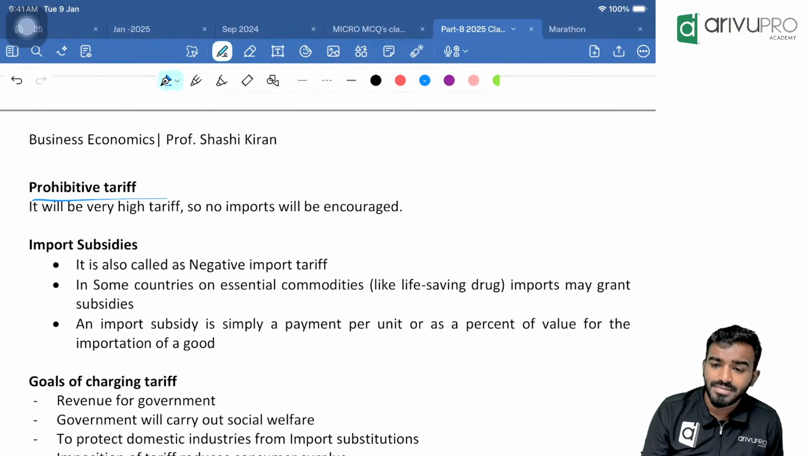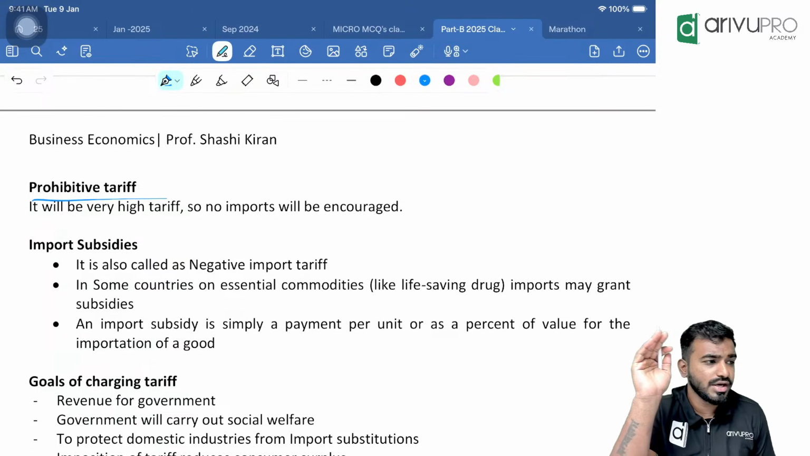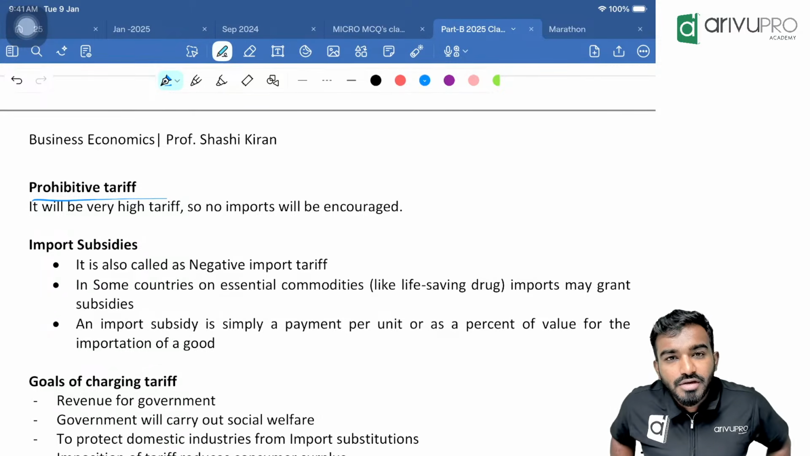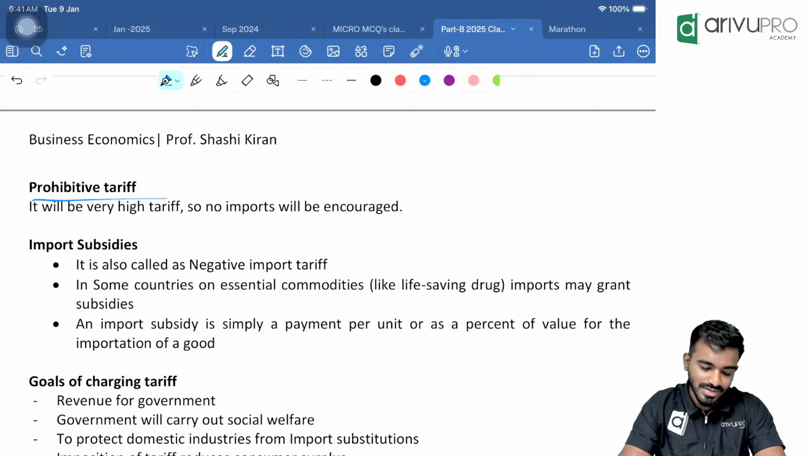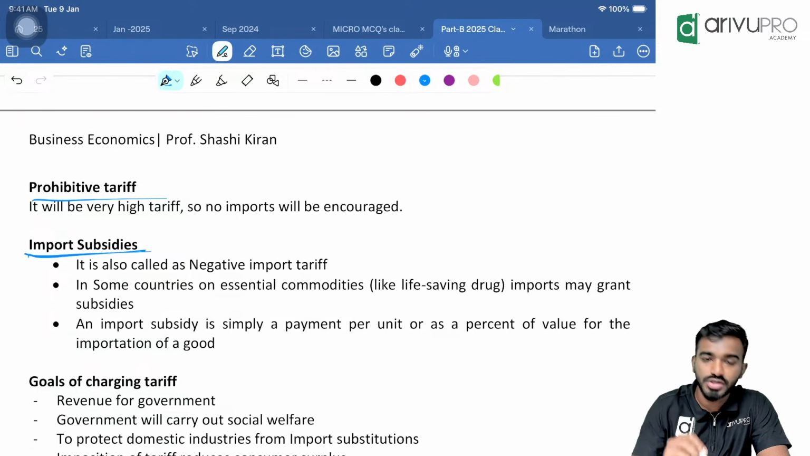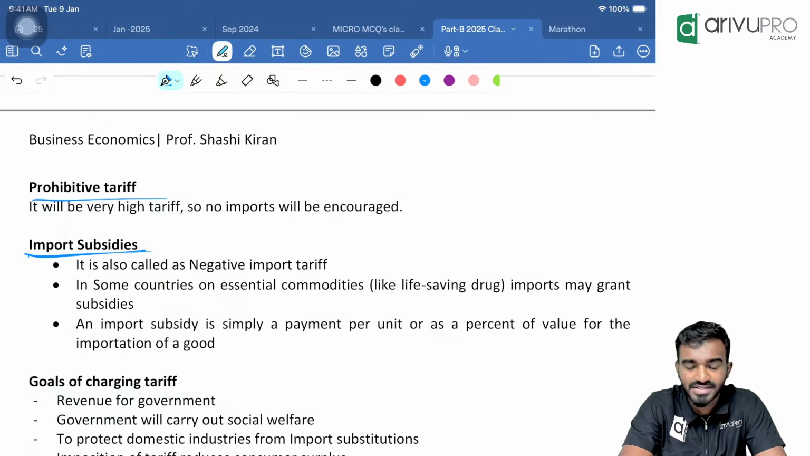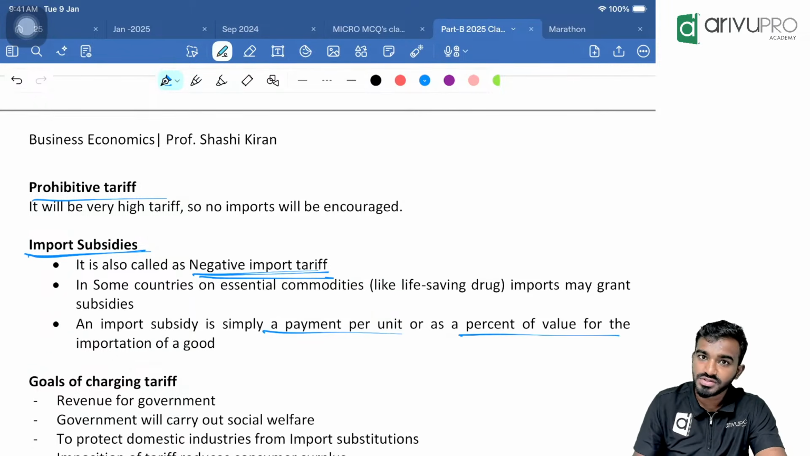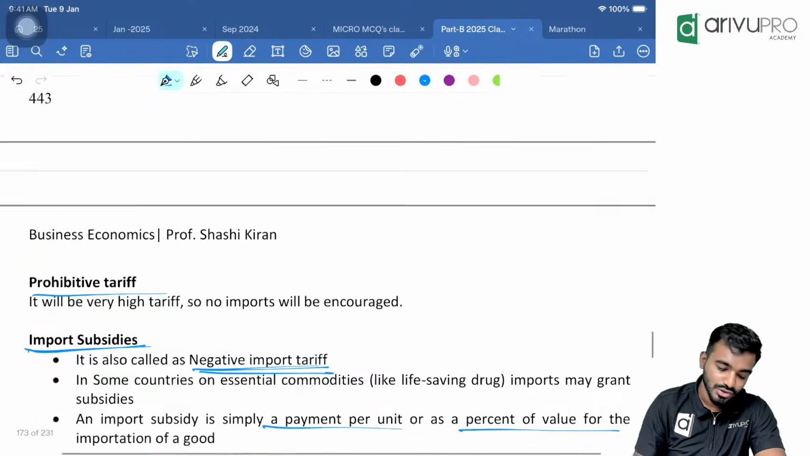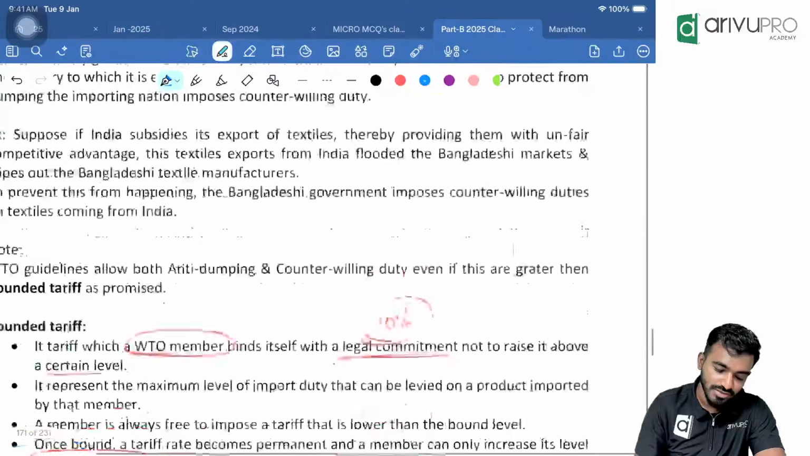Prohibitory tariff, as the name itself says, prohibitory: intentionally charging exorbitantly high rates of tax, heavy higher taxes. That is called prohibitory tariff. Next comes import subsidies. When the government gives a subsidy that brings a benefit to the producer, automatically its cost of production goes down. That is called a negative import tax. Usually per unit or on a percentage of the volume of goods imported, they will give a subsidy. So these are the 15 different types of tariff measures.